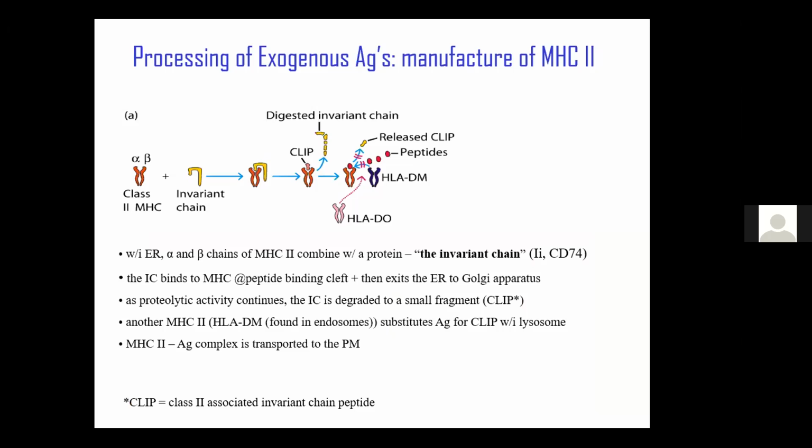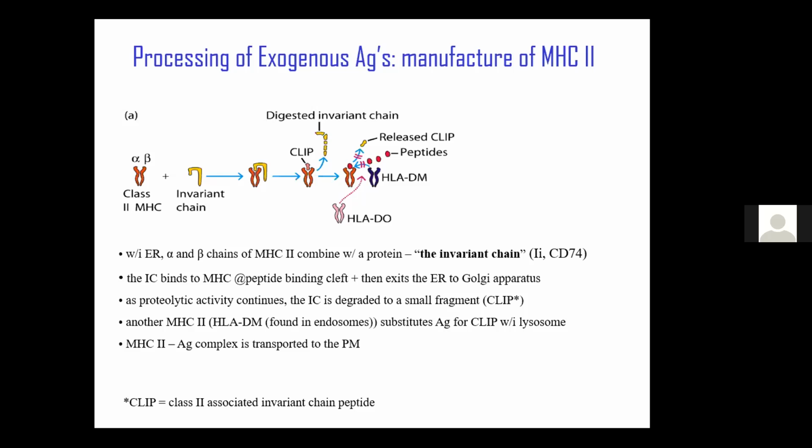Now, processing of exogenous antigens involves different molecules as opposed to TAP and ubiquitin. Here we are talking about different proteins. We talk about the invariant chain, abbreviated as Ii, which is very critical in coupling the antigen and finally presenting it. So in the endoplasmic reticulum, the alpha and beta chains of MHC class 2 combine with a protein, and this invariant chain is expressed as CD74.